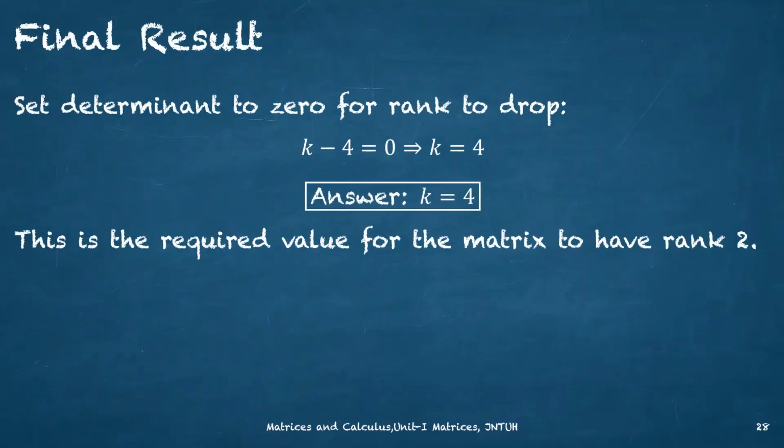Final result. To make the rank exactly 2, we now set the determinant equal to 0. That gives us the equation K minus 4 equals 0. Solving this, we get K equals 4. So the required value of K for the matrix to have rank 2 is 4. This is the final answer.